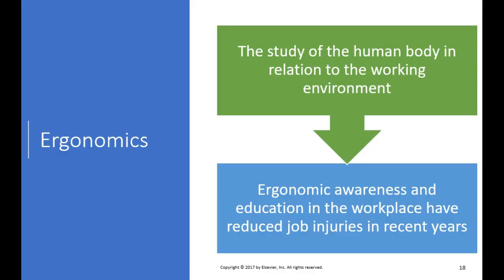So workplace safety, ergonomics. All right. The study of the human body in relation to the working environment. So ergonomic awareness and education in the workplace have reduced job injury in recent years. So we're going to require that the workstation is a certain height, that you raise the table so that you're working at a height where you're not bending over. So really important that you follow the different ergonomics. If you find that you're having a lot of back pain or shoulder pain or whatever while you're working, there's actually people that work for the facilities that will come in and look at the ergonomics of your workstation and be able to fix that so it's better for you long term.